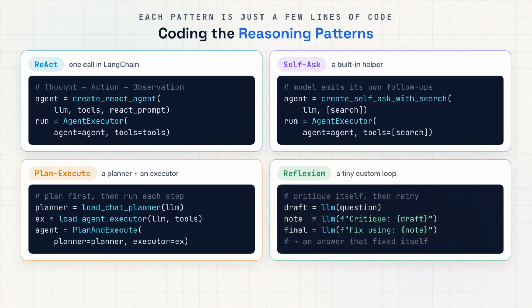And reflection, you'll usually write yourself, but look how tiny it is. Draft an answer, ask the model to critique its own draft, then fix it. Three calls, and your agent literally self-corrects.